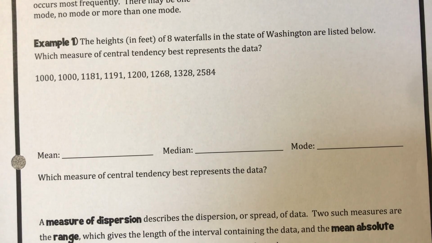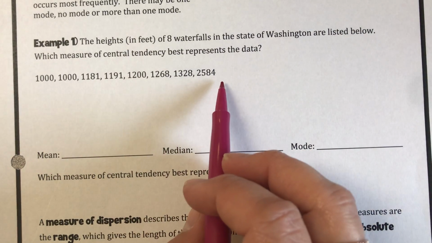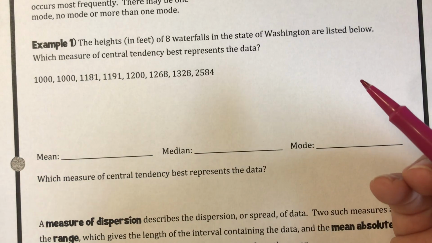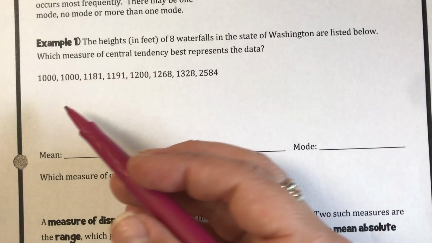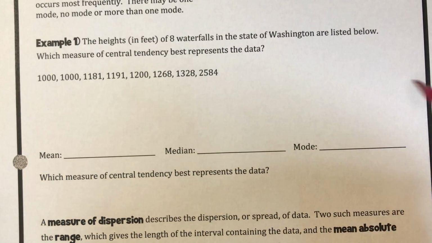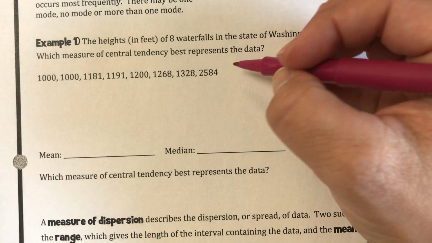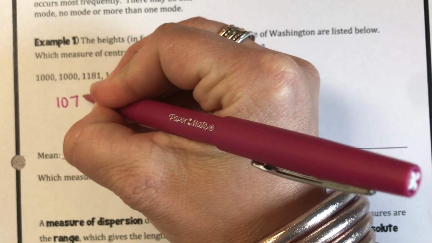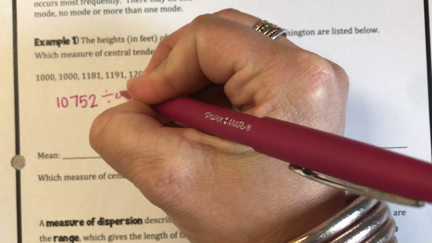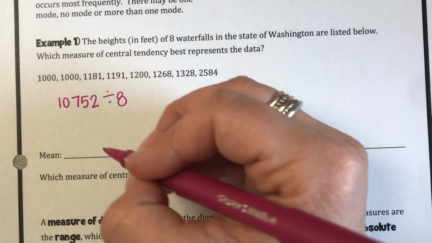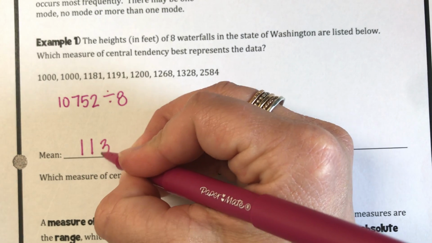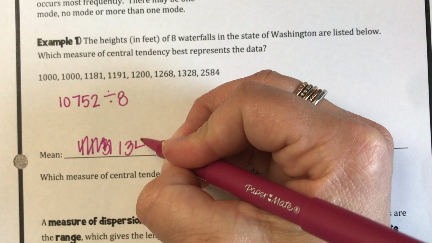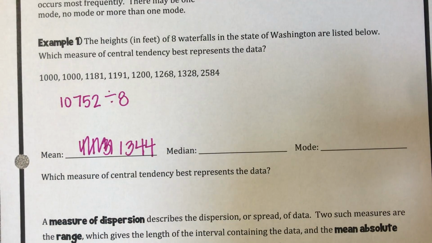So the first thing we have to do is we have to add these numbers up to get the total, and then we will divide it by 8 because there's 8 numbers. So pause the video, add up the numbers, and then come back and we'll check it. Okay, you should have got your sum as 10,752, and then when we divide that by the 8 waterfalls, we get 1,344. So that's the mean.